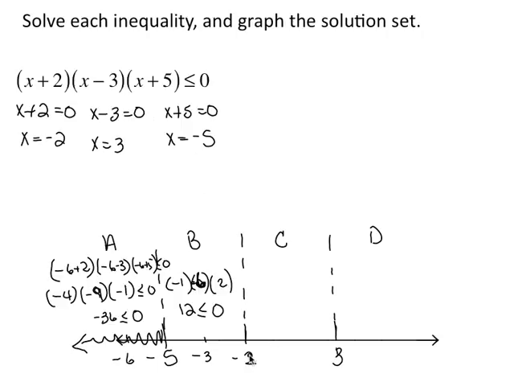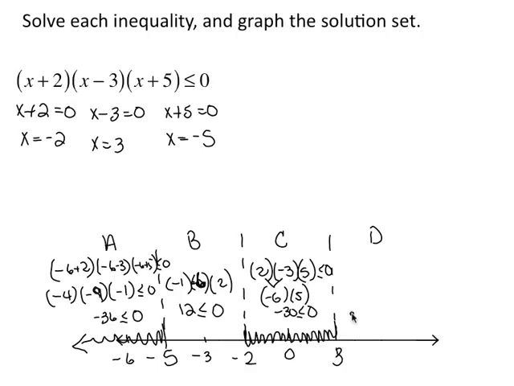Okay, then for interval C, I'm going to use the point 0. So a number between negative 2 and 3 would be 0. So 0 plus 2 is 2. 0 minus 3 is negative 3. And then 0 plus 5 is 5. And is that number less than or equal to 0? So here I get negative 6 times 5. So negative 30 is less than or equal to 0. So all of these points are included in our answer.